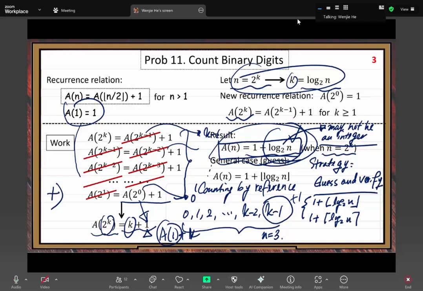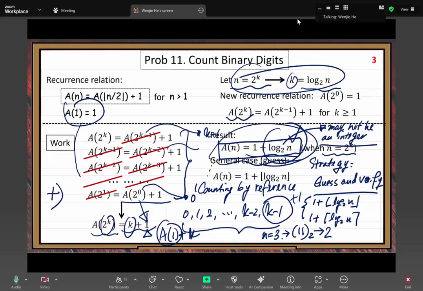Here we want a case that can help. When n equals 3, the binary representation of 3 is 1, 1. You're counting 2 bits, number of bits, 2 bits. So your answer is 2. Now you plug in these two formulas. Which one gives you 2?